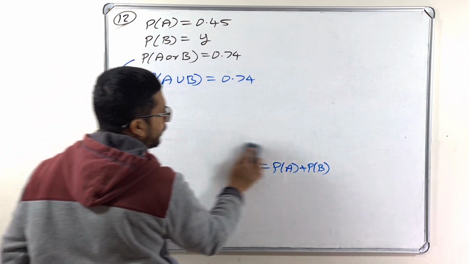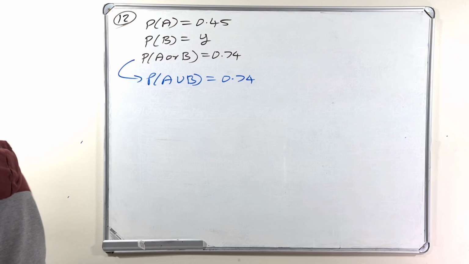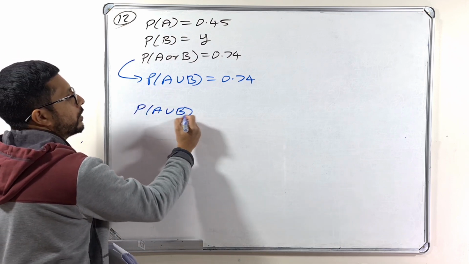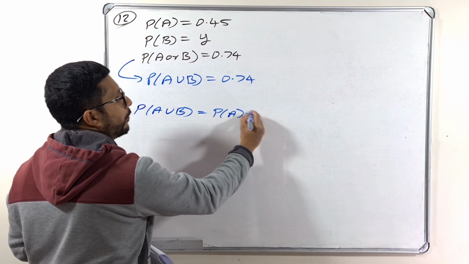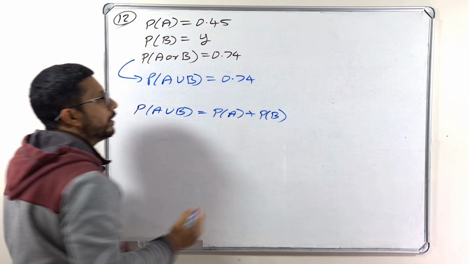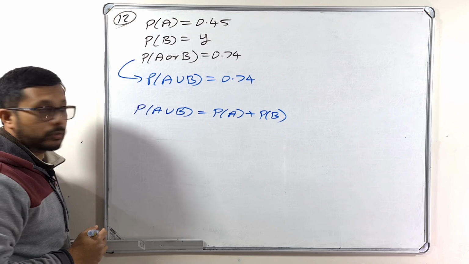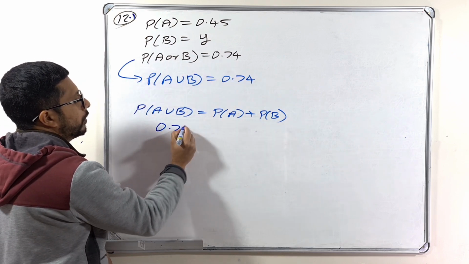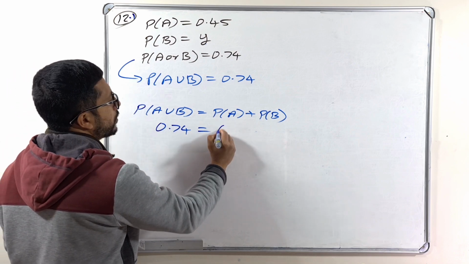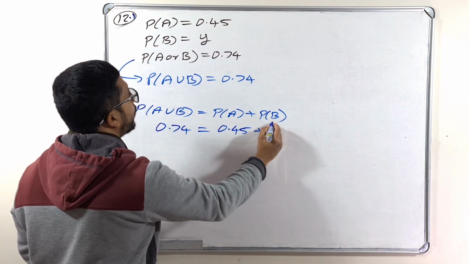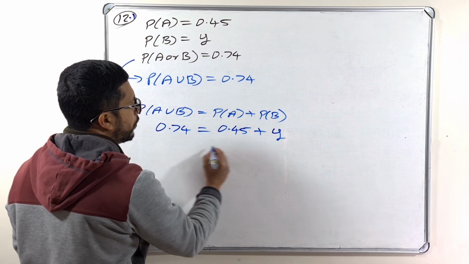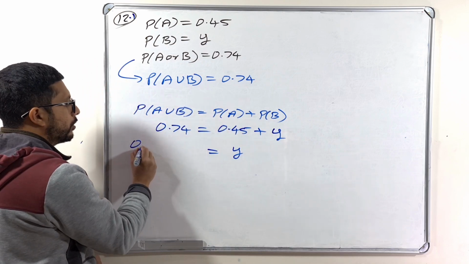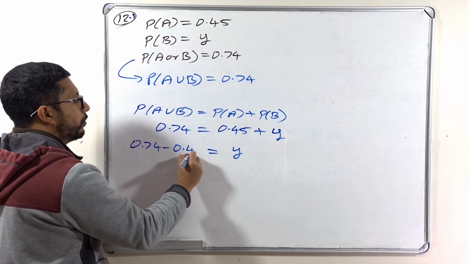Let me write this formula once more. So what is our formula? Probability of A union B is equal to probability of A plus probability of B. This is in the case of mutually exclusive. Probability of A union B is 0.74. Then probability of A is 0.45 plus probability of B is y. So how can we find the value of y? Take this 0.45 to this side. So it is 0.74 minus 0.45.